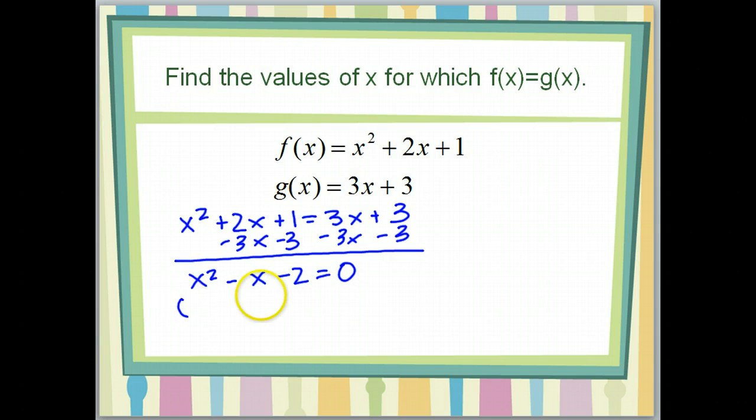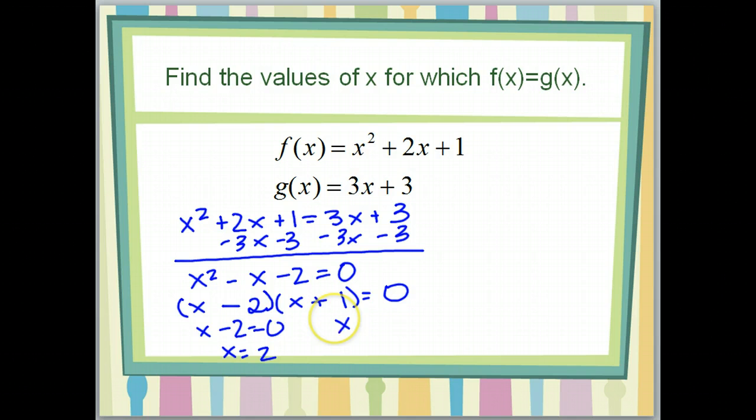So let's go ahead and factor that. You could also use quadratic formula if you would like. X minus 2 equals 0, so x equals 2. X plus 1 equals 0, so x equals negative 1. Those are our two answers. Those two values of x make the functions equal to each other.